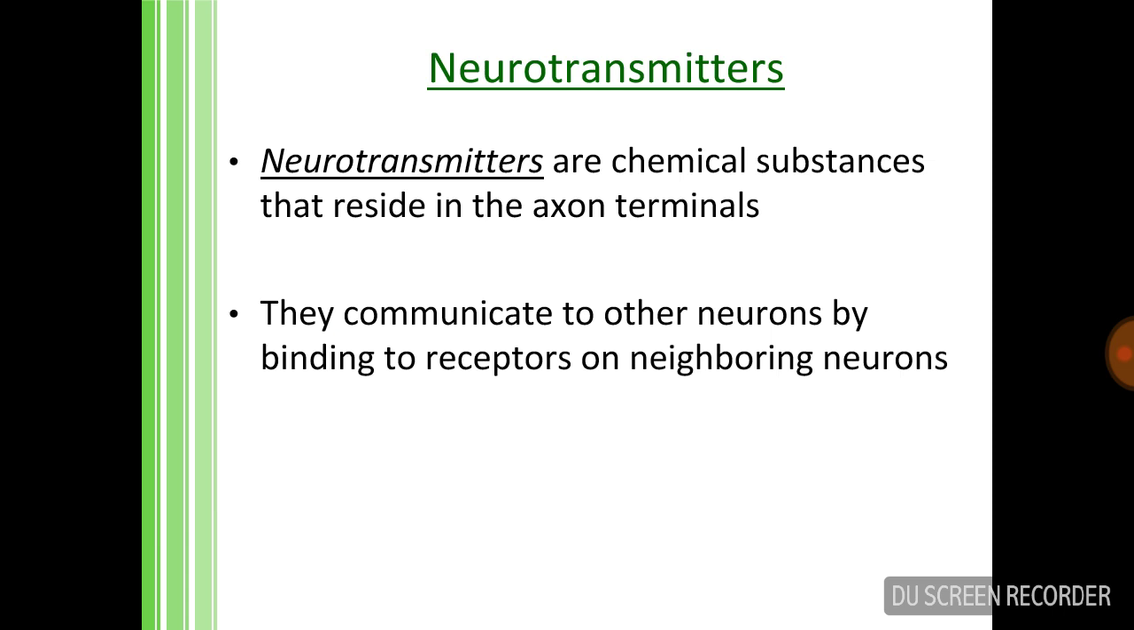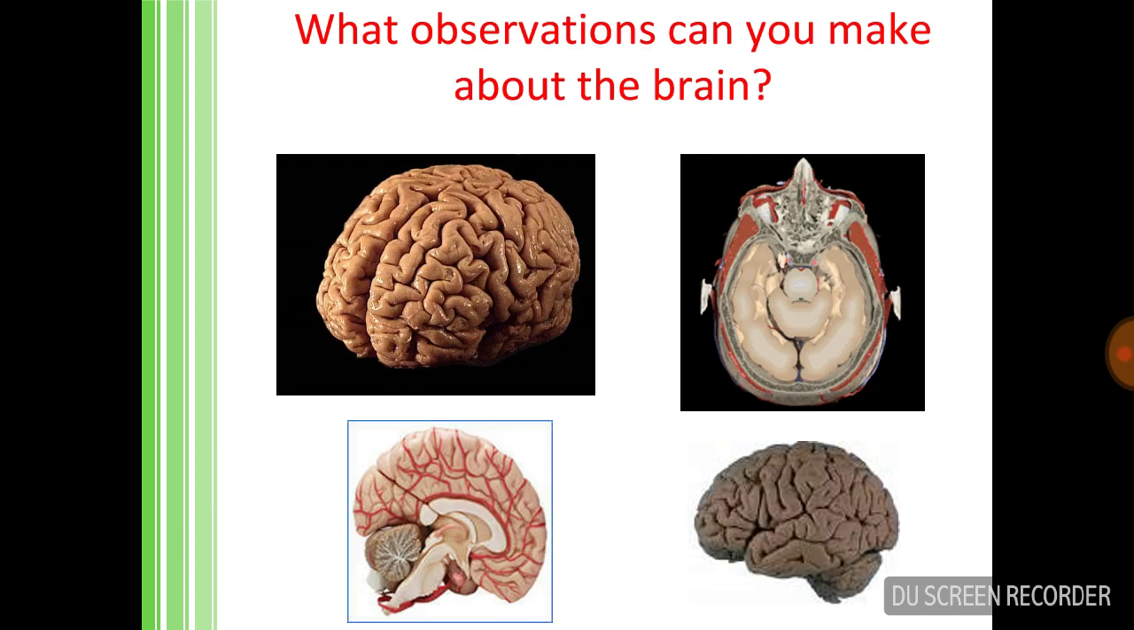Neurotransmitters are chemical substances that reside in the axon's terminals. They communicate to other neurons by binding to receptors on neighboring neurons. What observation can you make about the brain? There are different types of brain.